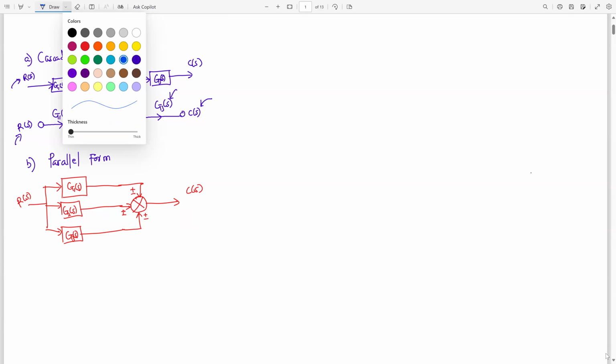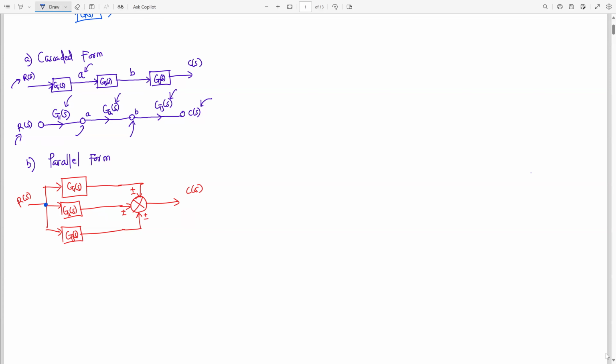So the signal here is R of S. And since this side is a pickoff point, it means that what you have here too is R of S. What you have here too is R of S. And what you have here too is R of S. Now, this signal is an internal signal, which we have to name ourselves, right? So let's name this internal signal A, and let's name this internal signal B, and let's name this internal signal C, right? This output signal already has a name, C of S.